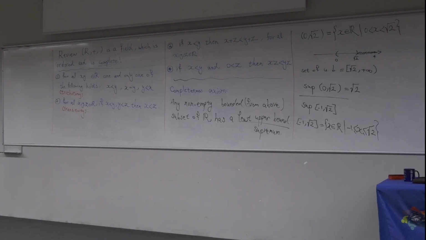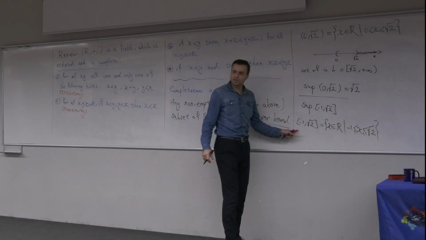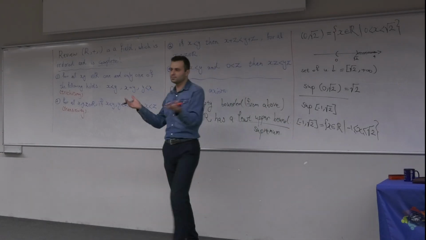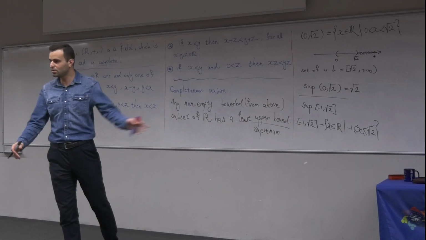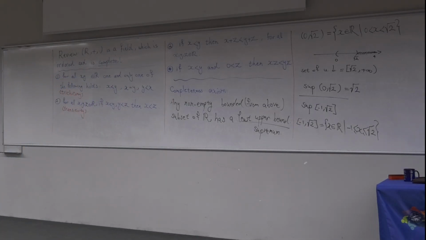It is not an empty set, right? We have 0 here, 1 here, minus 1 here, square root of 2 here. We have many elements over there. Is the set bounded from above?